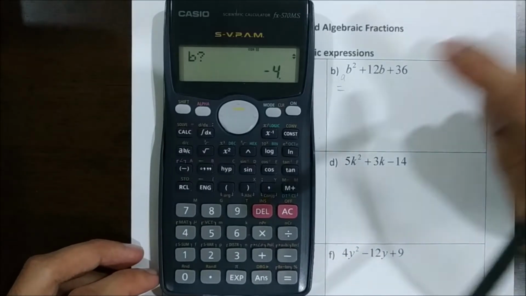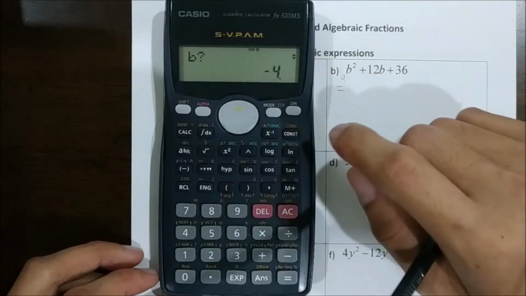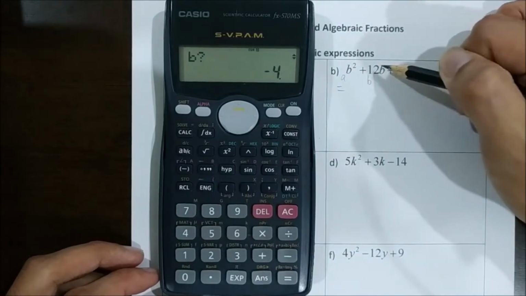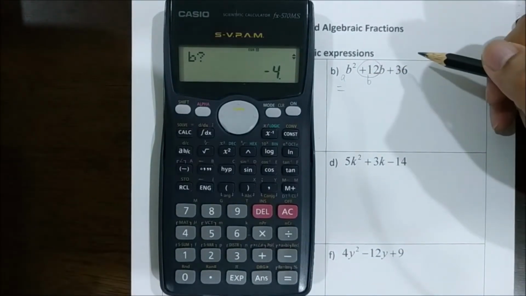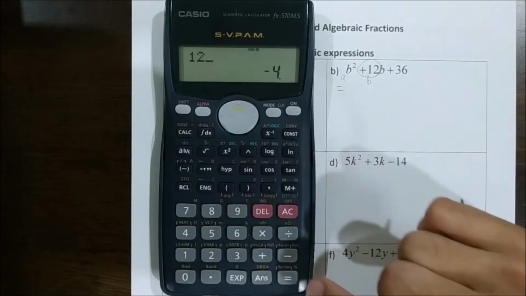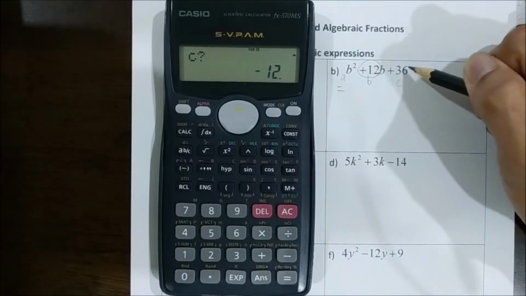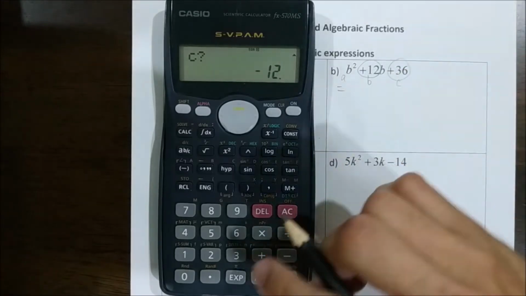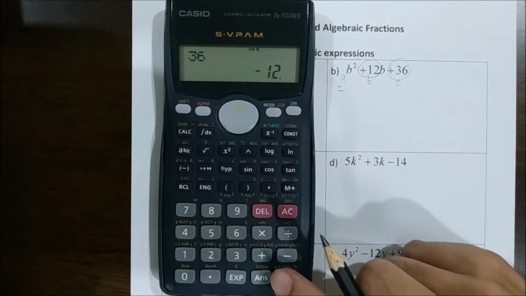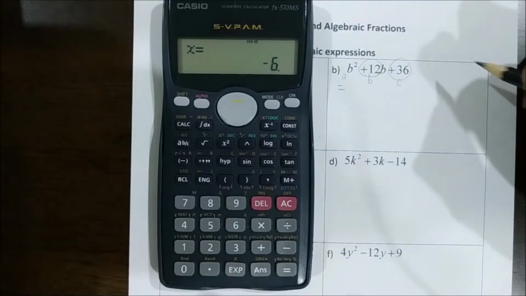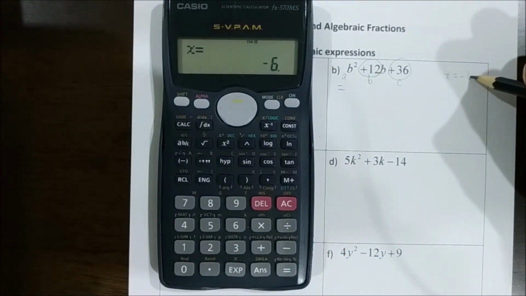equal. The negative 4 is from the previous question. We ignore this. So we look at this. The B value here is positive 12. So we enter 12. Press the equal sign. Then the C value is this, positive 36. Press equal. We get x equals negative 6.